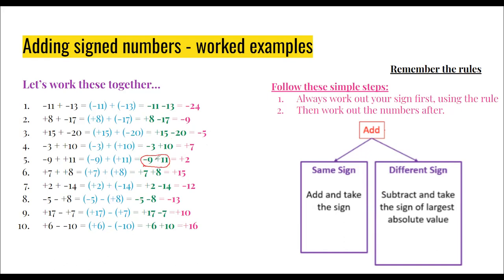So here we have same sign or different signs? Different sign. Which number is larger, 9 or 11? 11. So which sign are we going to keep? The plus sign. And then we're going to subtract 9 from 11. And our answer is going to be? +2. Very good. That's it.